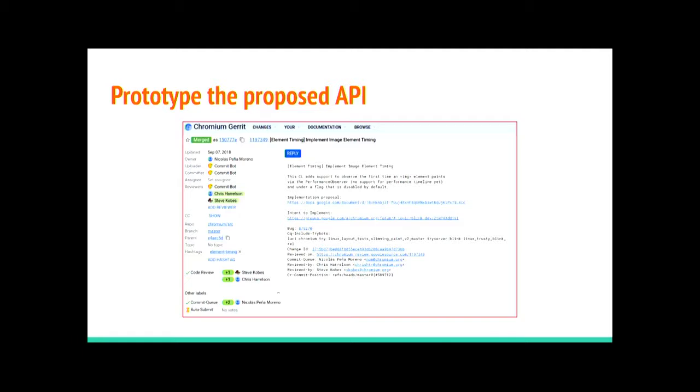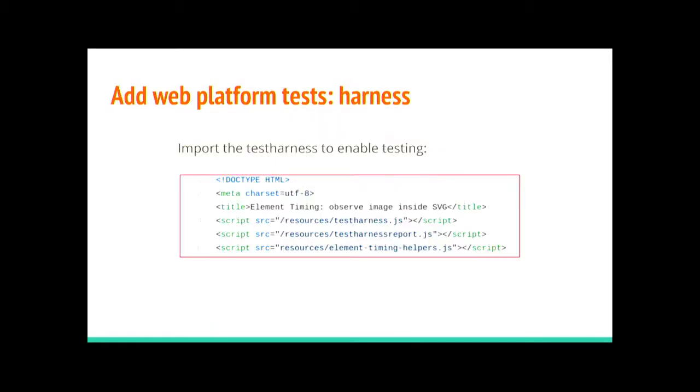Now, once we have a more solid proposal, and after we've sent the intent to prototype, then we can actually start prototyping the proposed API. So implement in Chrome behind a flag that is disabled by default. In parallel to that, we add web platform tests. These are tests that help prevent the greatest joy of web developers, which is, like they said in the previous talk, basically browsers not rendering the same, right? So the web platform tests ensure that you can test the same thing on all major browsers. So that's the idea.